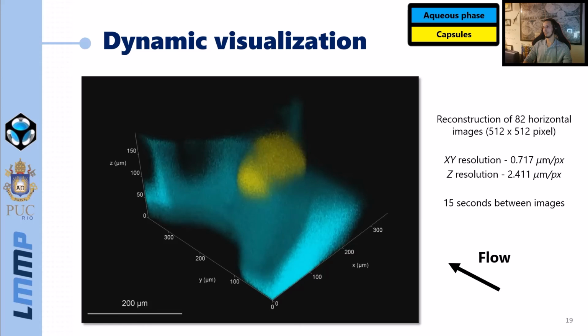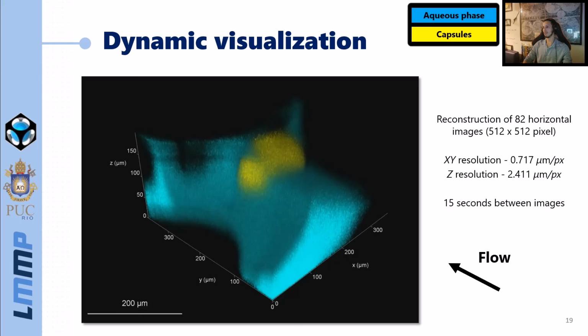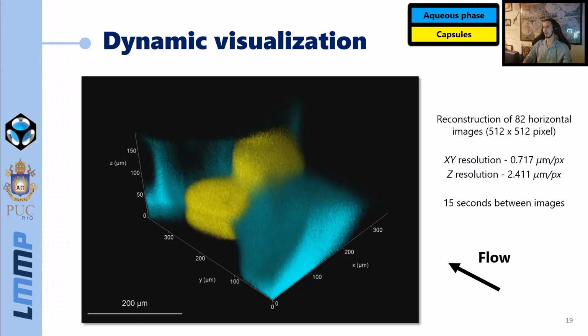In this sequence of acquisition, it is possible to observe the presence of a microcapsule, marked in yellow, suffering pressure deformation as the flow rate increases. Then, another microcapsule passes and blocks an adjacent pore. After a short time, the second capsule is forced downstream. The time between each frame is 15 seconds.